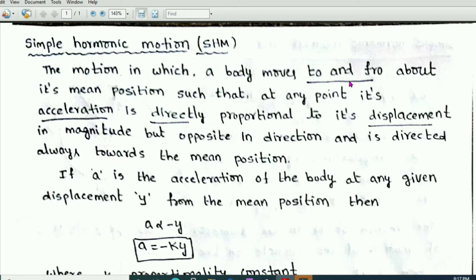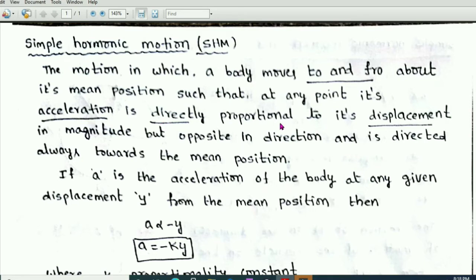Simple harmonic motion is a to and fro motion, that is towards and away from. That is the first condition. Simple harmonic motion should be to and fro motion about its mean position such that at any point its acceleration is directly proportional to its displacement. Acceleration of the body is directly proportional to displacement in magnitude but opposite in direction. That means acceleration should be in the opposite direction of displacement and is directed always towards the mean position.